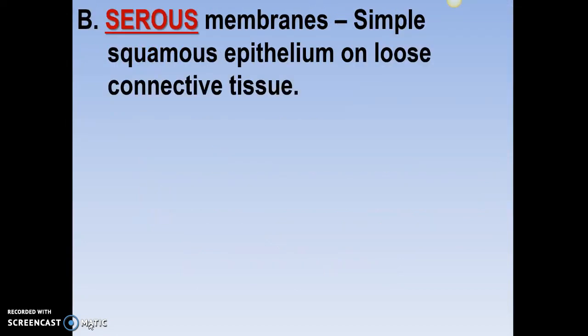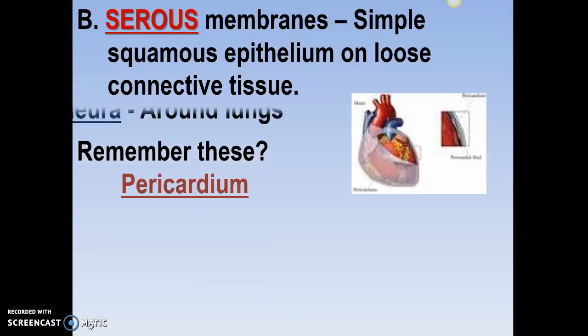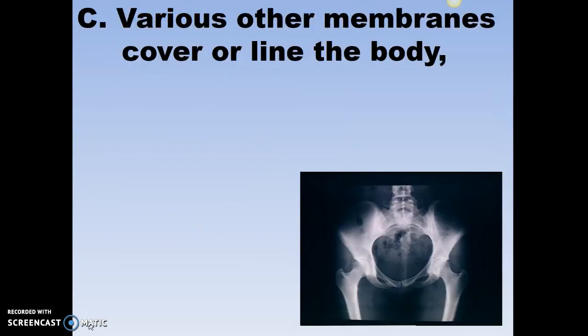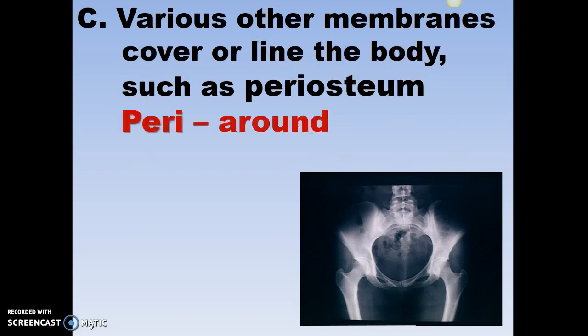Serous membranes, you learned about these in the first unit. Your pericardium, your pleural membranes, and your peritoneum. Well, speaking of which, you do remember those. Pericardium around the heart. Periosteum.